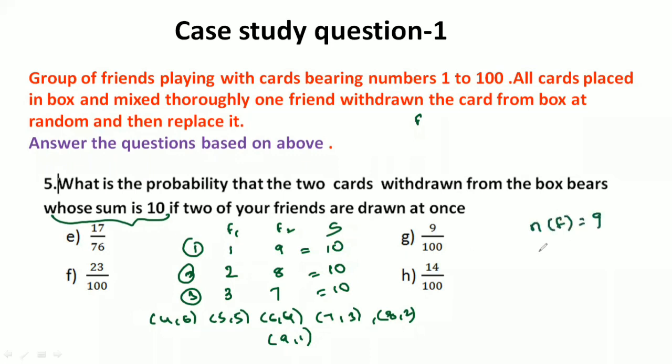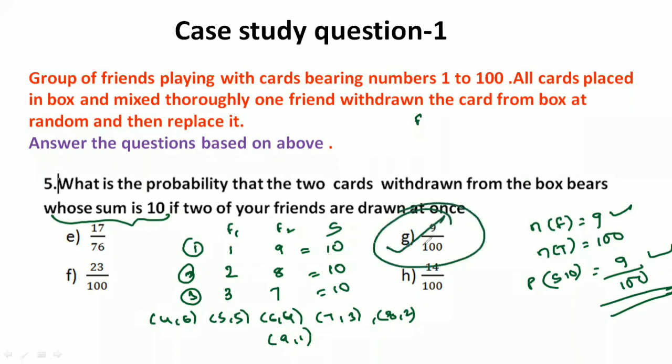The total number of outcomes, we know, my students, is equal to 100. And the probability of getting a sum of 10 is equal to number of favorable outcomes, that means 9 by 100. So 9 by 100 is an absolutely correct answer. So which option is correct, my students? Option G is the correct option. So my students, see, this is the case study question that has been made from probability.